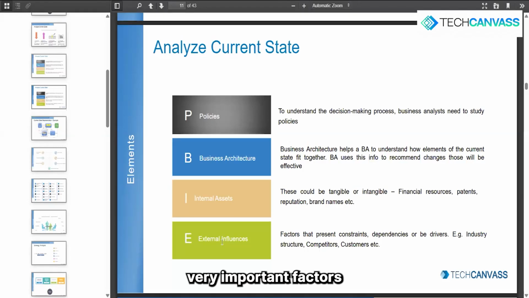External influences, very important. Factors that will constrain the change. These could be your competitors. There can be macroeconomic factors as well, for example, trade unions. You would have seen that in those manufacturing companies. Inflation could be part of that. Industry structure, suppliers, groupism, politics, regulatory environment. These can be your external influences.